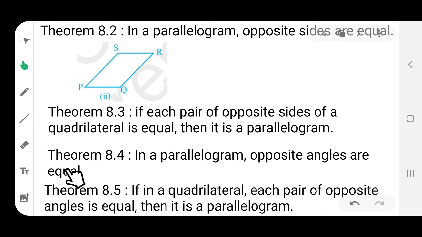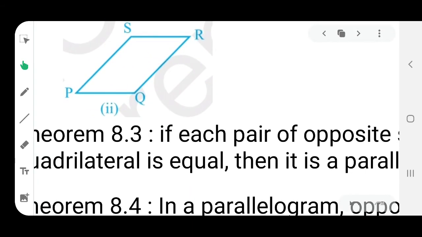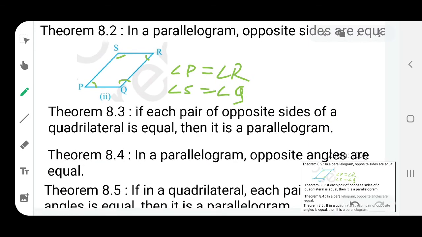Now we'll go for theorem 8.4, which says that in a parallelogram, opposite angles are equal. For example, here this is a parallelogram, and the opposite angles are angle P and angle R. These two are opposite to each other. So these two angles are equal to each other. Angle P is equal to angle R, and similarly angle S is equal to angle Q. This is what happens in a parallelogram.